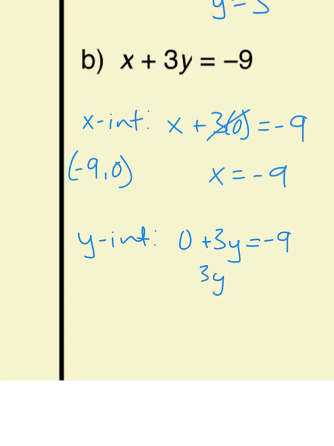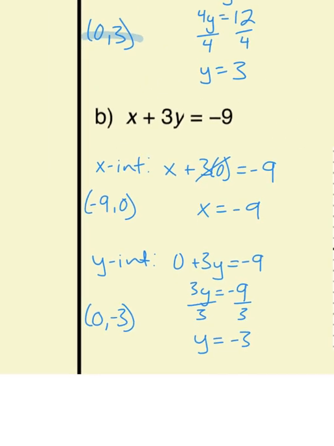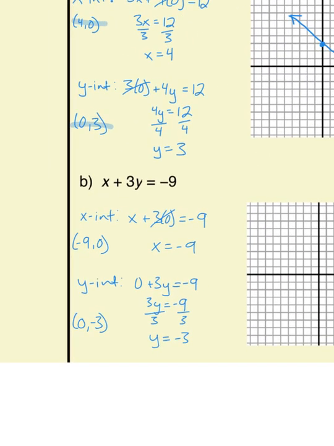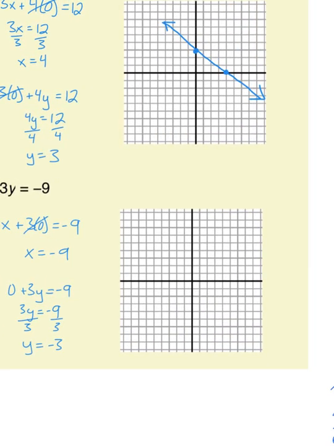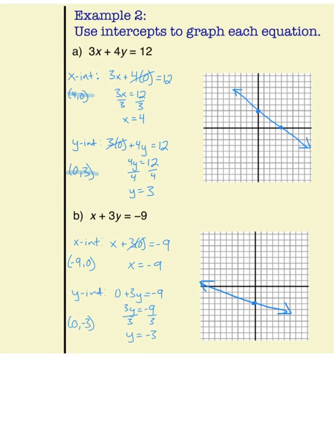So I have 3y equals negative 9. Solve for y, divide both sides by 3, and I get y equals negative 3. Or the y-intercept is (0, negative 3). So then we're going to plot both of these points on the graph. So I have (negative 9, 0) and (0, negative 3). And then connect the dots. And that is the graph of x plus 3y equals negative 9.